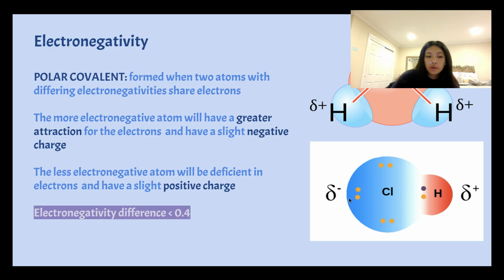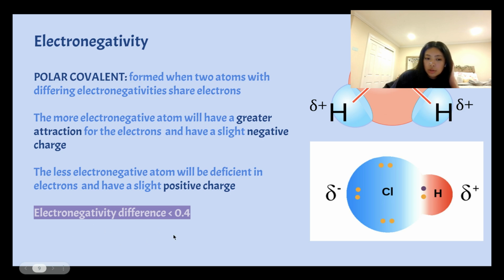Okay, polar covalent bonds. So this is when two atoms with differing electronegativities share electrons. So the more electronegative atom will have a greater attraction for the electrons and have a slight negative charge. So the more electronegative the atom, the higher the tendency to gain an electron, and therefore it will have a slightly negative charge since it gains that electron. And then the less electronegative atom will be deficient in the electrons and it will have a slight positive charge.